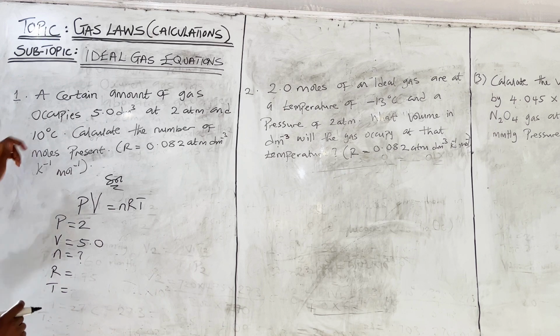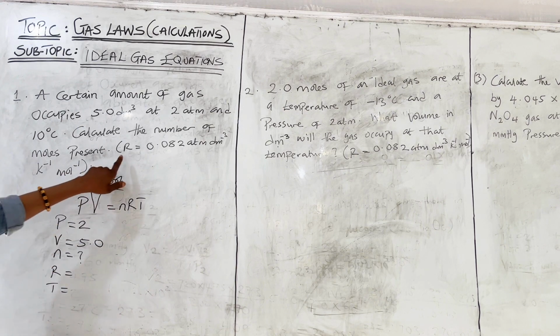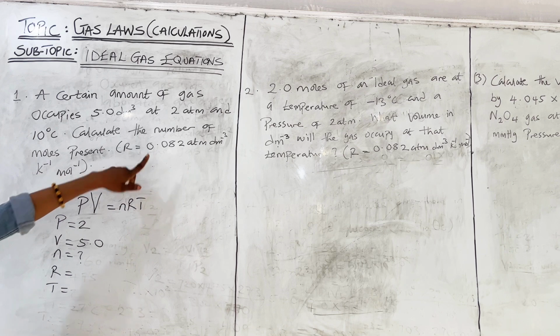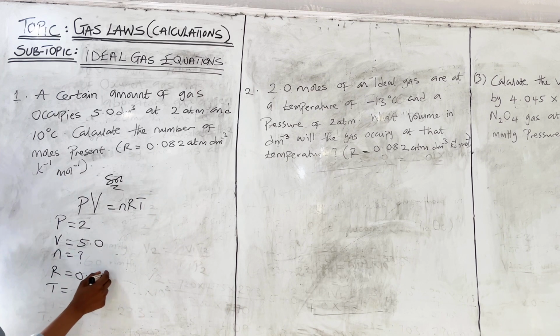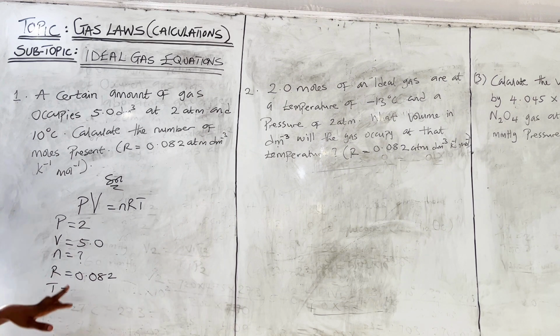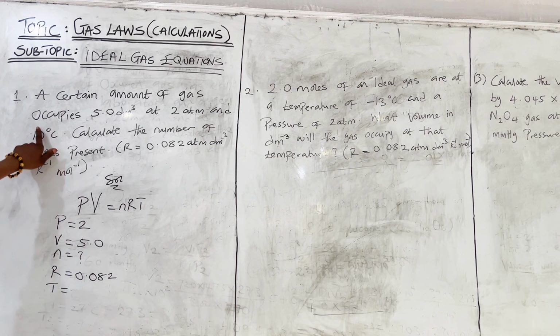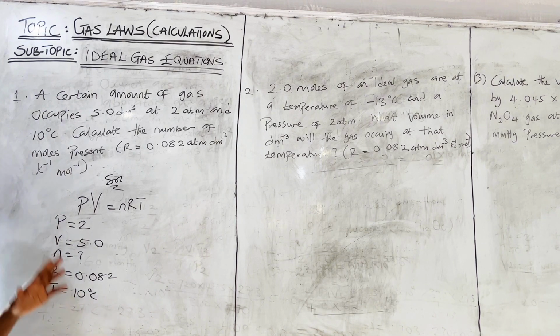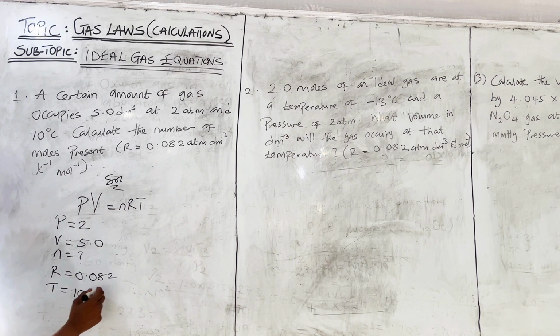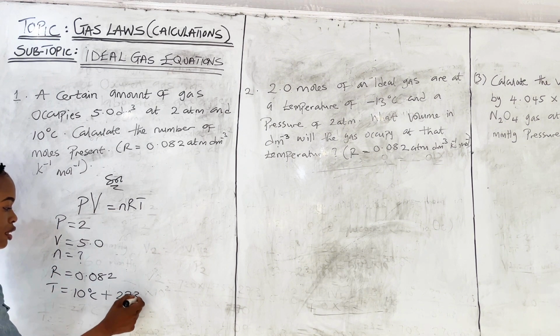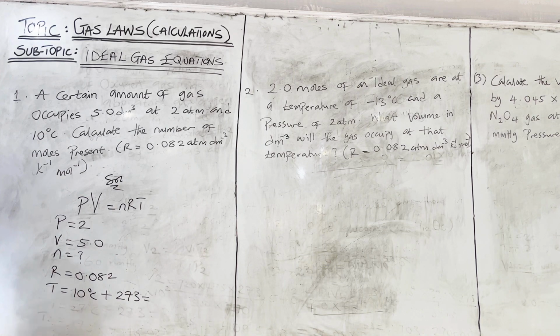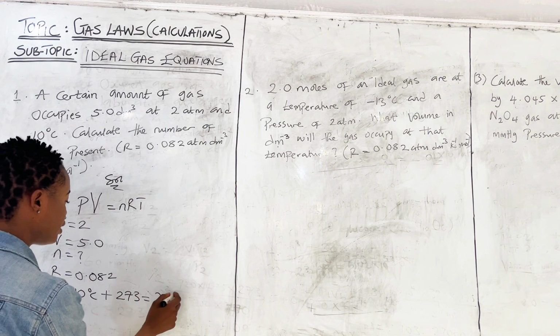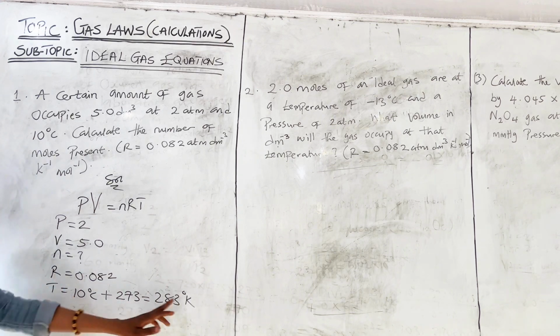Now that we've done that, what is our R? R is a constant, but we're given R in the question and we're told that R is 0.082 atm dm³ per Kelvin per mole. So that is our R. Then what's our temperature? 10 degrees Celsius. But remember, when we are solving calculations under gas laws, Celsius must be converted to Kelvin. So I'm going to be saying 10 plus 273. 10 plus 273 is 283 Kelvin. So we have converted.